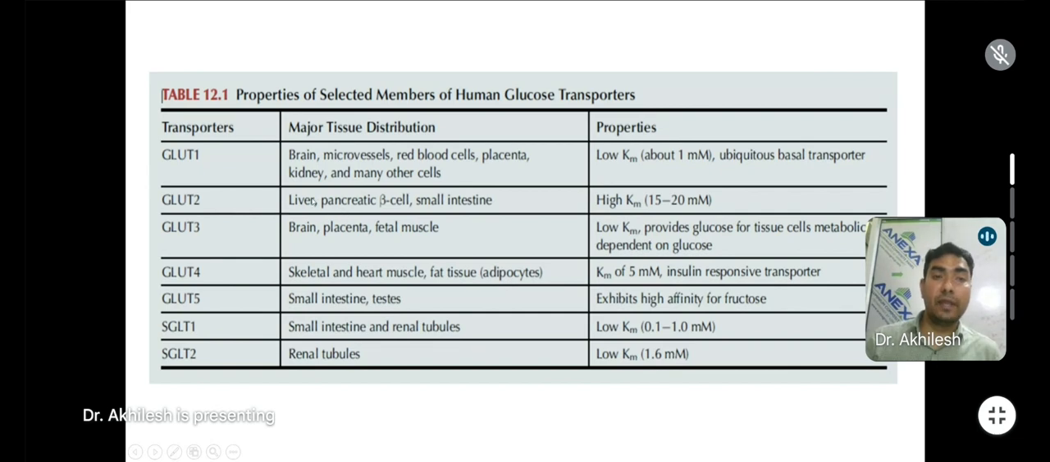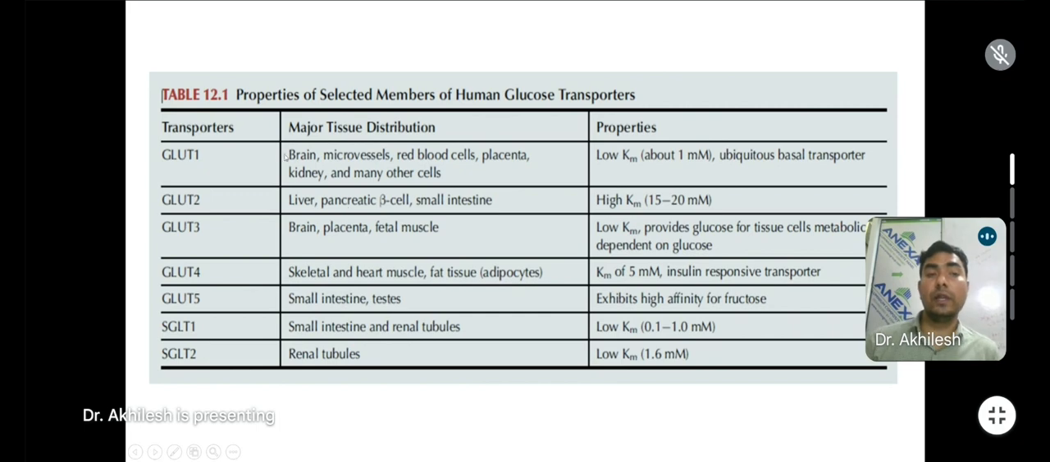GLUT2 is on liver, pancreatic beta cells, and small intestine. It has a high Km, so it has less affinity for glucose. It means that only when there is a high concentration of glucose available do such transporters activate. Similarly, other transporters also have different functions.